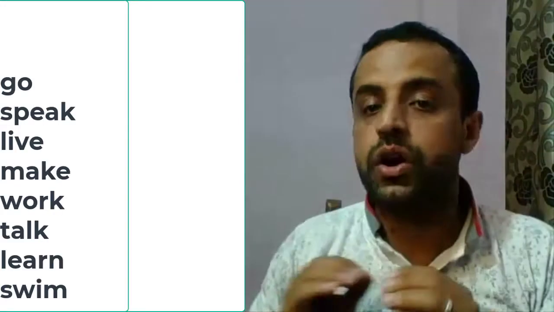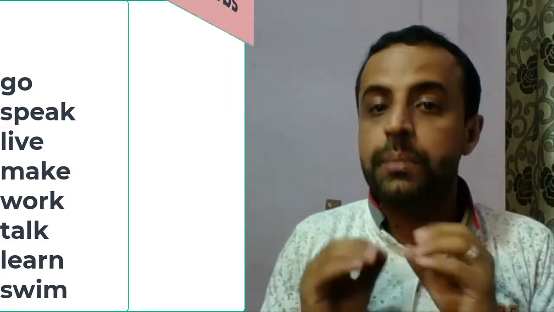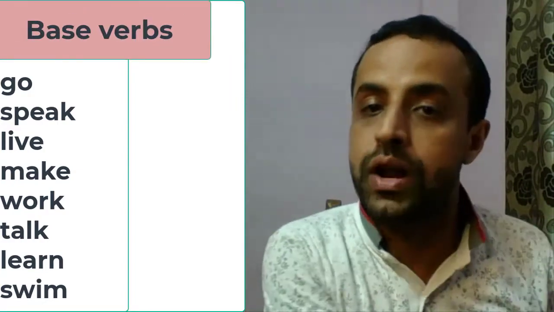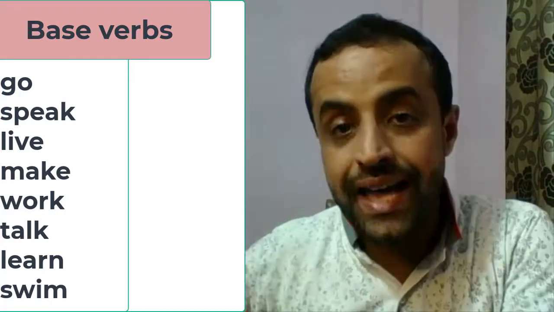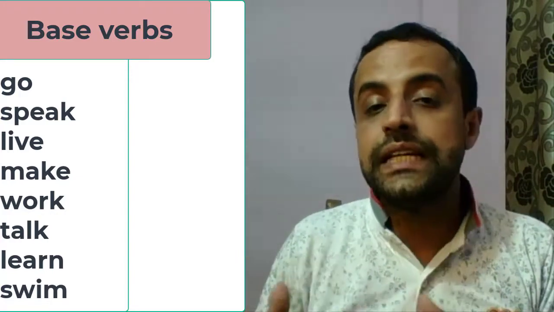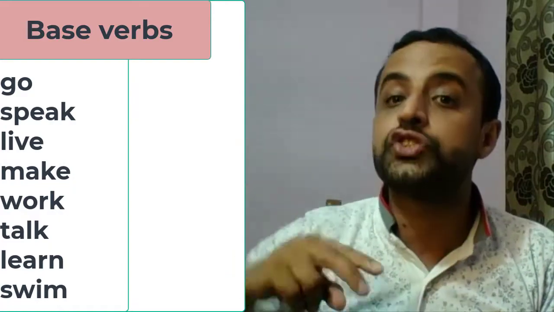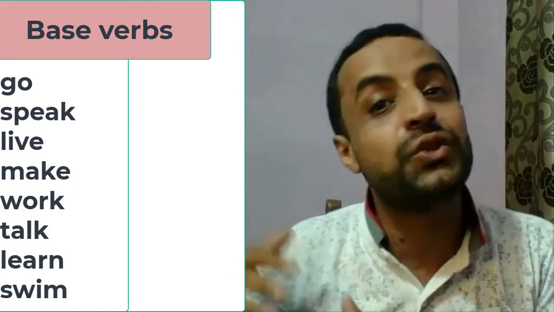So what about verbs in English? How can I make the verbs in the past tense? It's super easy. Look at these verbs. All these verbs are called base verbs, base verbs that we use in the present simple tense, the infinitive. If you want to make past tense forms, you need to conjugate or change from present into past.